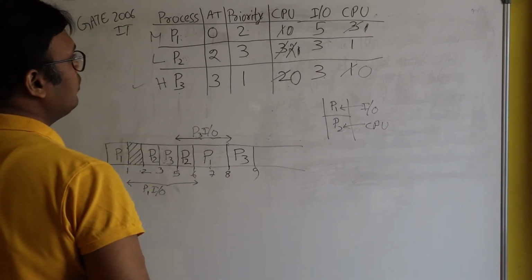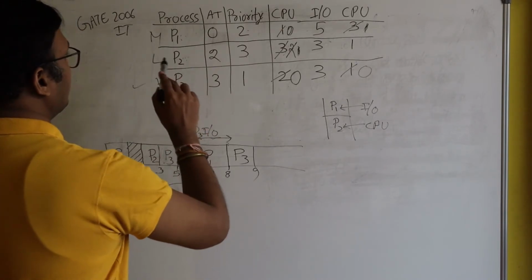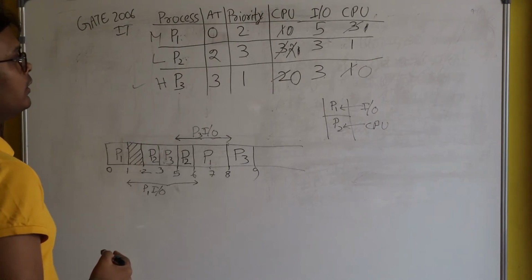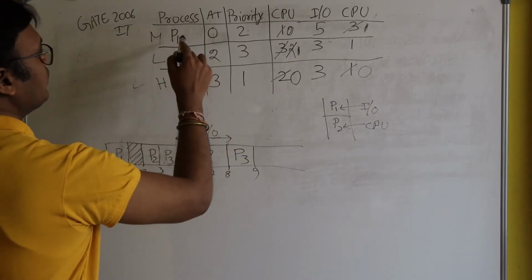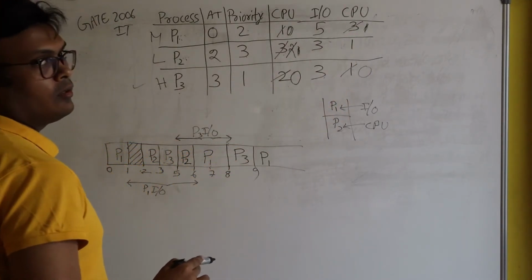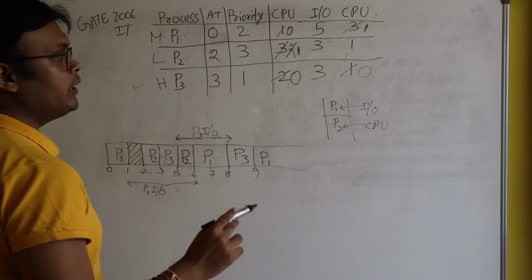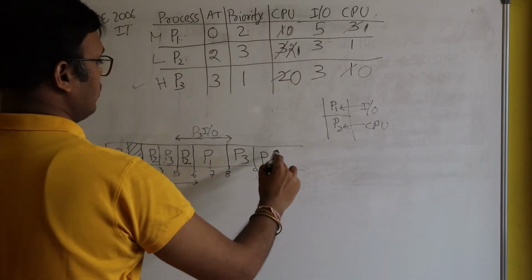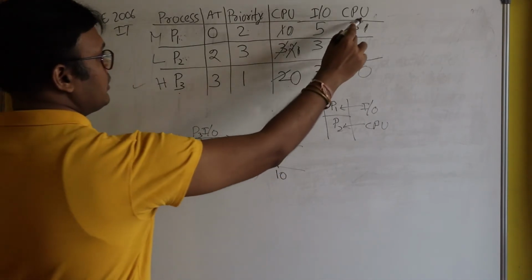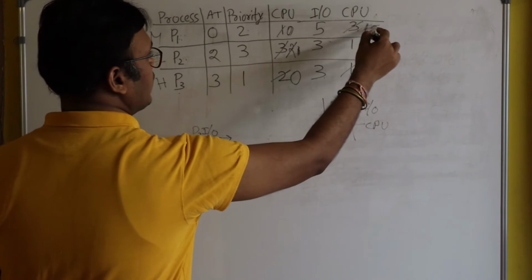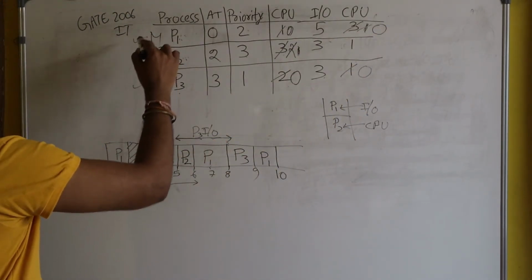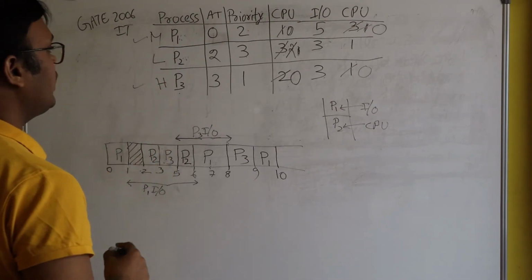Among process P1 and process P2, obviously process P1 has higher priority, so the CPU will be given to process P1. One second is left for process P1 to complete its last CPU burst. So from 9 to 10, process P1 will execute its CPU and it will become 0. So here process P1 is done. And now process P2 is left.